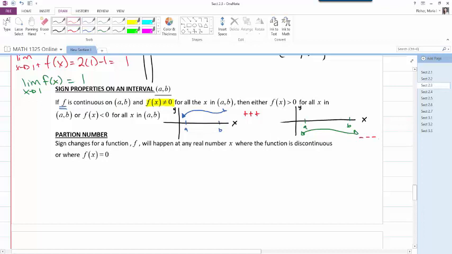Sign changes. By sign changes here, we're looking at the change from a positive to a negative, or from a negative to a positive. So our function is going to change from being positive to negative or negative to positive at any real number x where the function is either discontinuous or where the function is equal to 0. So partition numbers are places where we can change signs in our functions. And again, those happen in two places, where we're discontinuous or where our function is equal to 0.